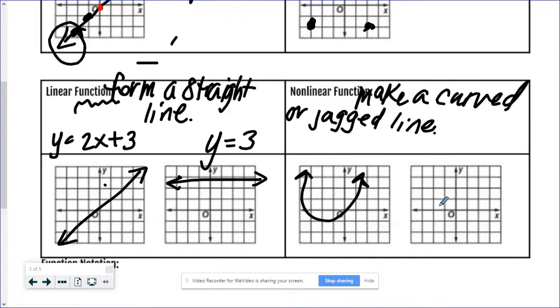Then you could also see something that looks like this. Again, still a function because it passes the vertical line test. Every x has its own y, but it's not a straight line. So since it's not a straight line, it's a nonlinear function.